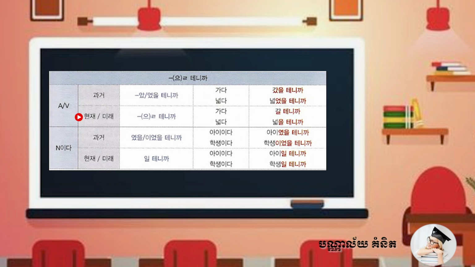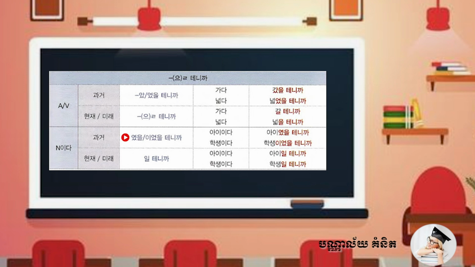현재 and 미래: 현재 means present, and 미래 means future. For these we use 을 테니까. 가다: 갈 테니까. 놀다: 놀 을 테니까. Now we look at noun plus 이다.